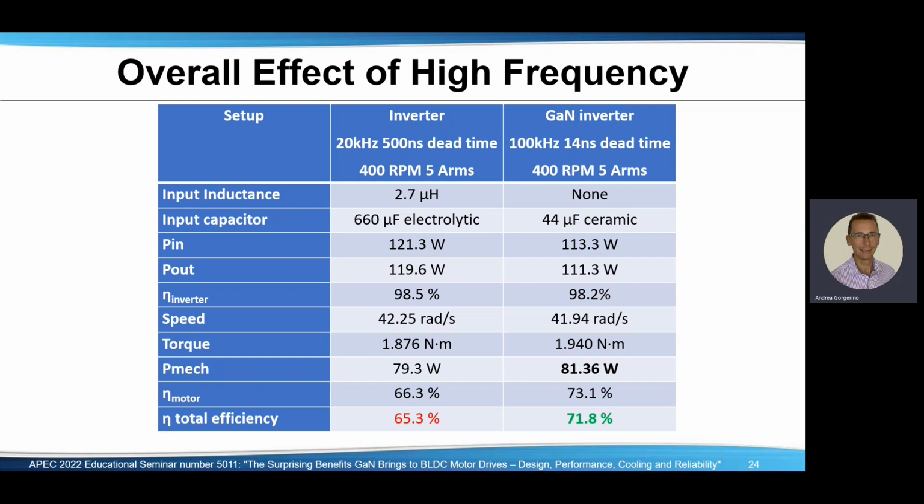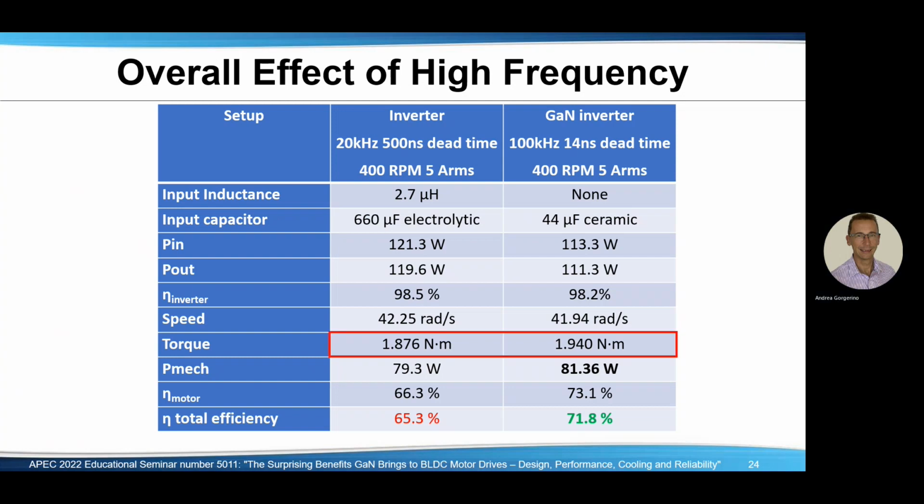In summary, we can put all of the previous effects together and show the effect of reduced dead time at the system level loss. This table compares the operation on the left-hand side of the same inverter with 20 kilohertz and 500 nanosecond dead time, and on the right-hand side, the inverter operating at 100 kilohertz with 14 nanosecond dead time. So with a shorter dead time, the torque per amp is actually increased. And this makes the motor basically more efficient.